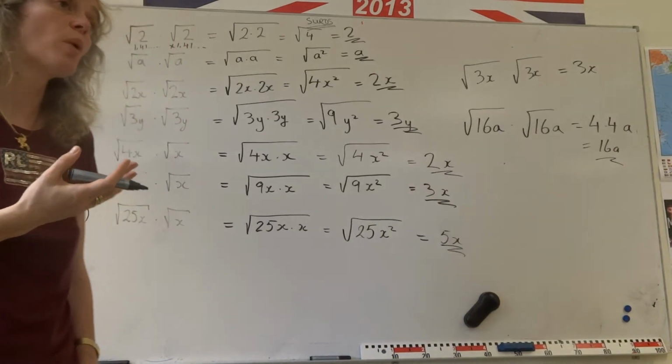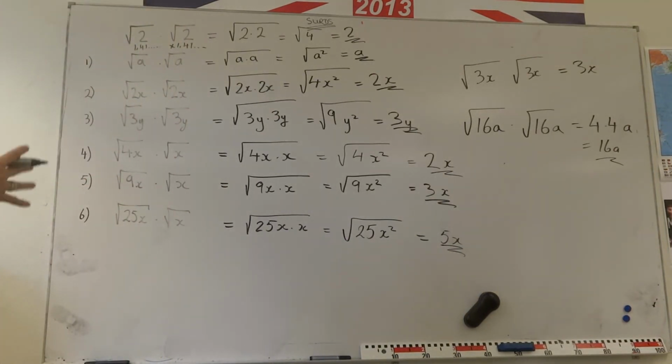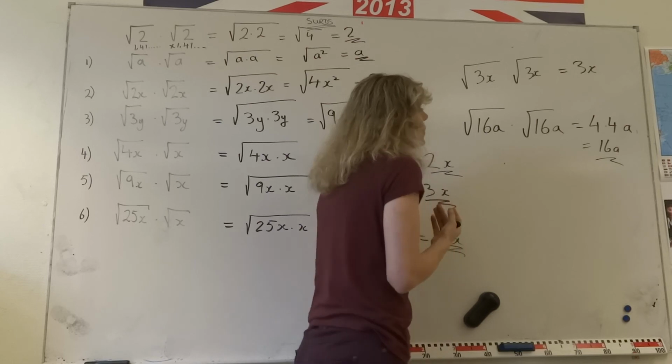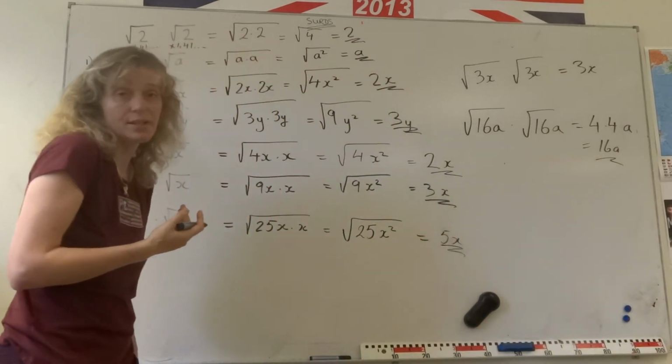So that's the theory of square roots, and it actually works exactly the same whether it's cube roots as well. Okay? That's the theory of surds.